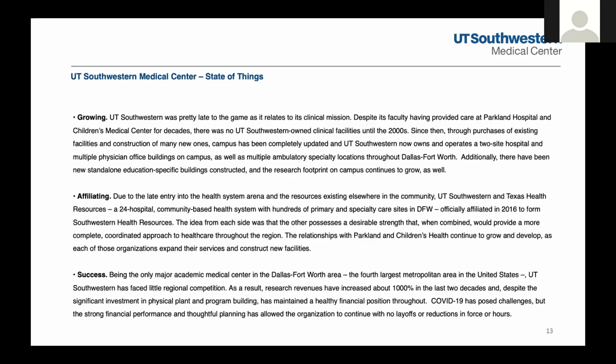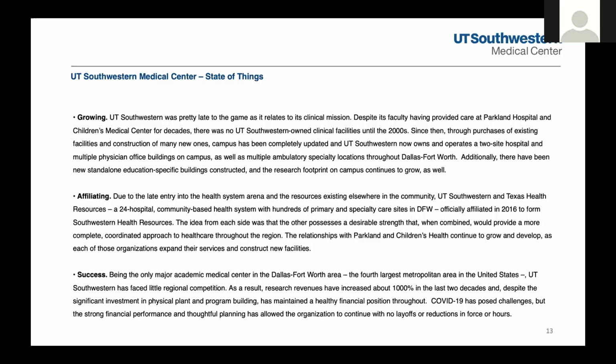But in addition to that, recently, in 2016, UT Southwestern entered into a formal affiliation with Texas Health Resources, which is a local Dallas-Fort Worth area health system comprised of 24 hospitals and a ton of community locations for primary care and specialty care. They were lacking the tertiary, quaternary level care facility at their fingertips. They were lacking the academic partner. They were lacking the cutting edge updates to new techniques or new procedures or whatever else.